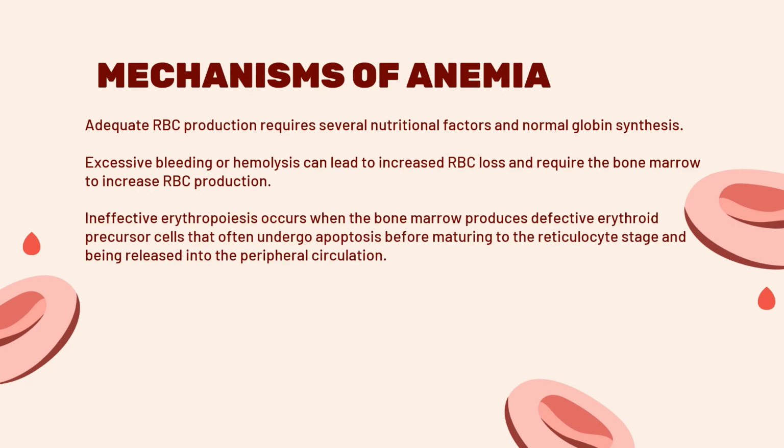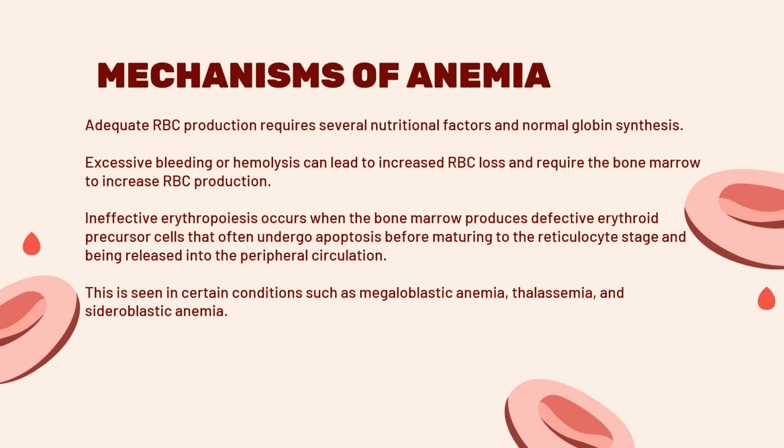Ineffective erythropoiesis occurs when the bone marrow produces defective erythroid precursor cells that often undergo apoptosis before maturing to the respiratory stage and being released into the peripheral circulation. This is seen in certain conditions such as megaloblastic anemia, thalassemia, and sideroblastic anemia.